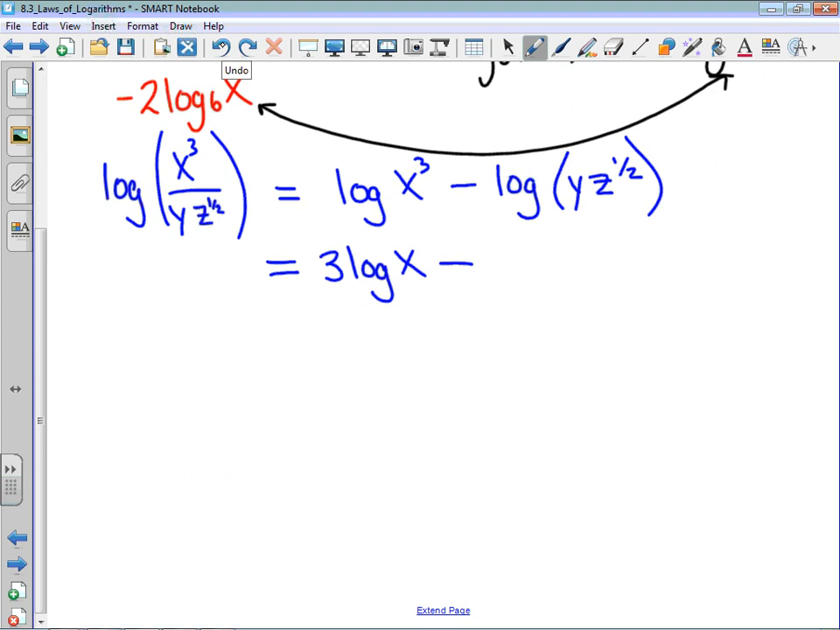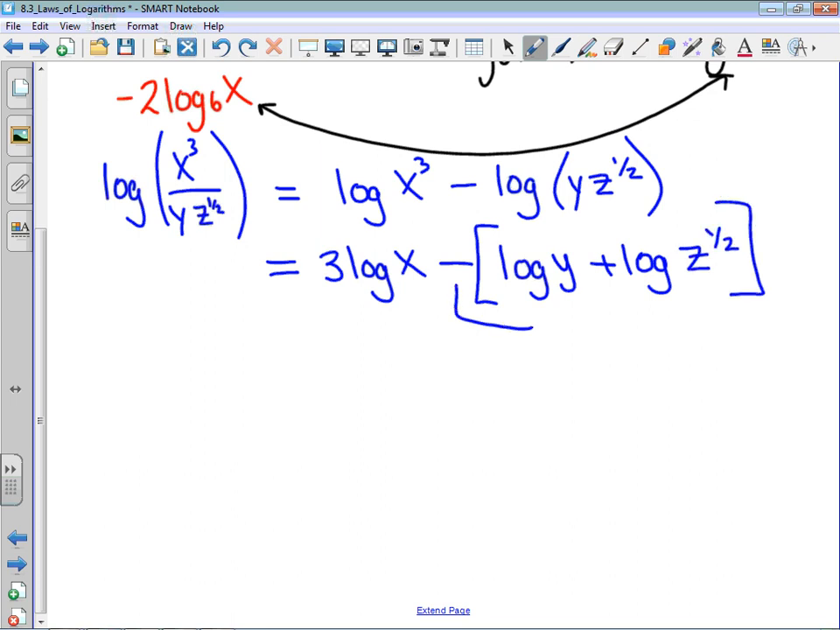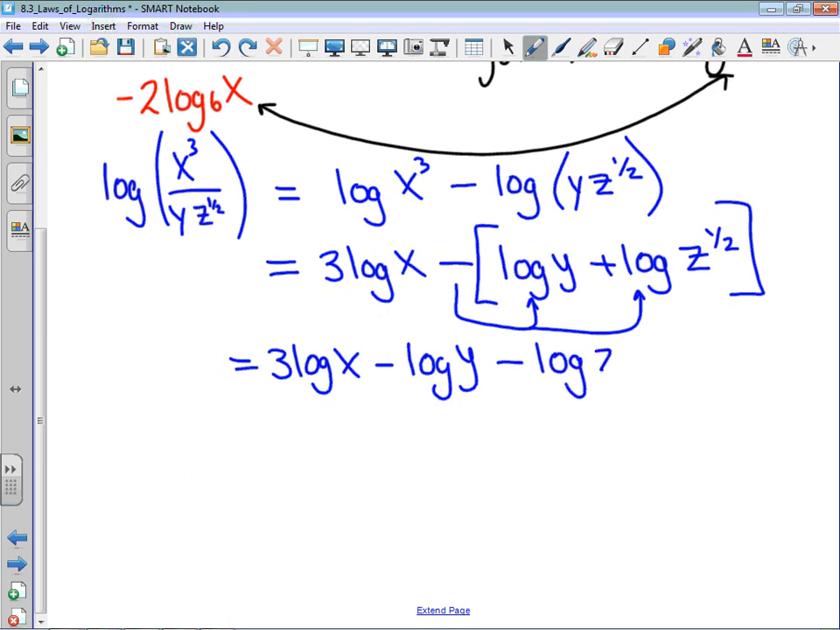So what I'm going to do, and I'm going to put a square bracket around here, is deal with the product side of things first. So this is going to be the log of y plus the log of z to the power of 1/2. That negative should be applied onto both of these logarithms. So this is 3 times log x minus log y minus the log of z to the power of 1/2. And the last thing I'm going to do is my power log law, and I get 3 times log x minus log y minus 1/2 log z.